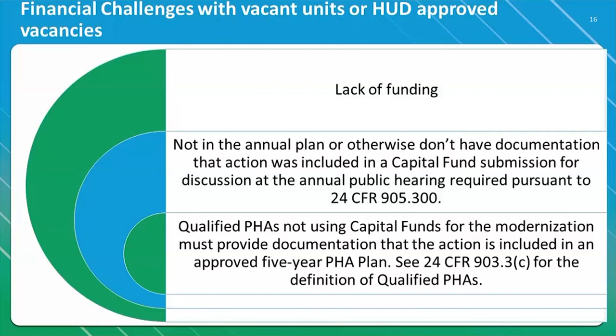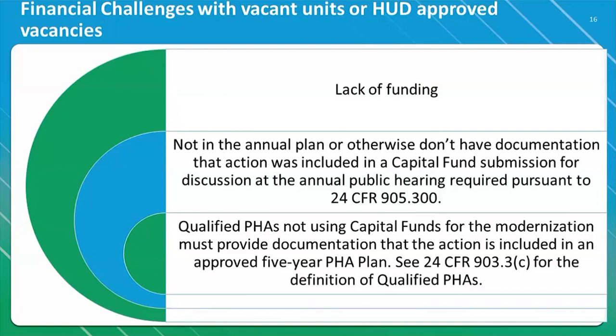And that's why we always say when budgeting time comes up, okay, what's your vacancy goal? We know HUD's prescribed vacancy is 3% in the scoring. We want to make sure, because it affects your scoring. When you look at your MASS score for vacancy, scoring affects your funding. Lack of funding, financial challenges with vacant units or HUD-approved vacancies. So occupancy does affect funding.